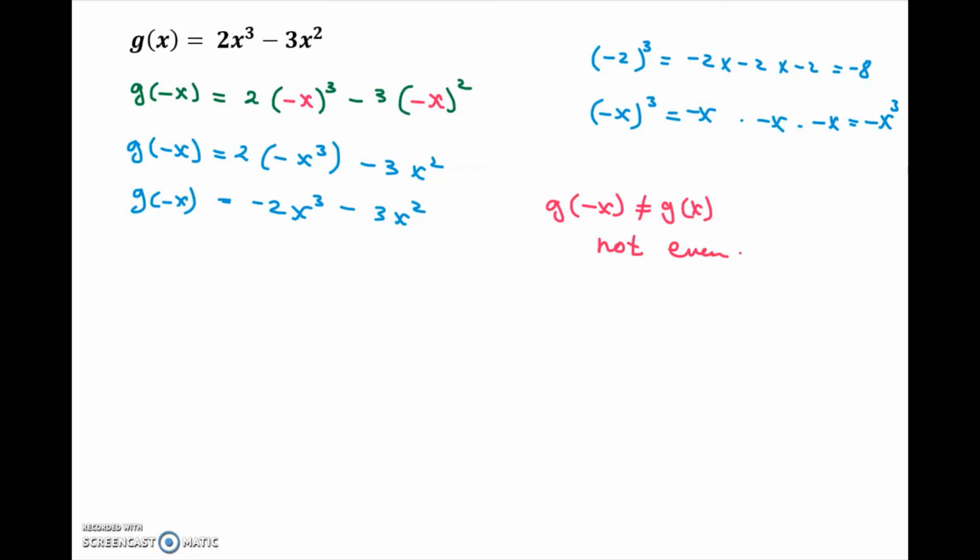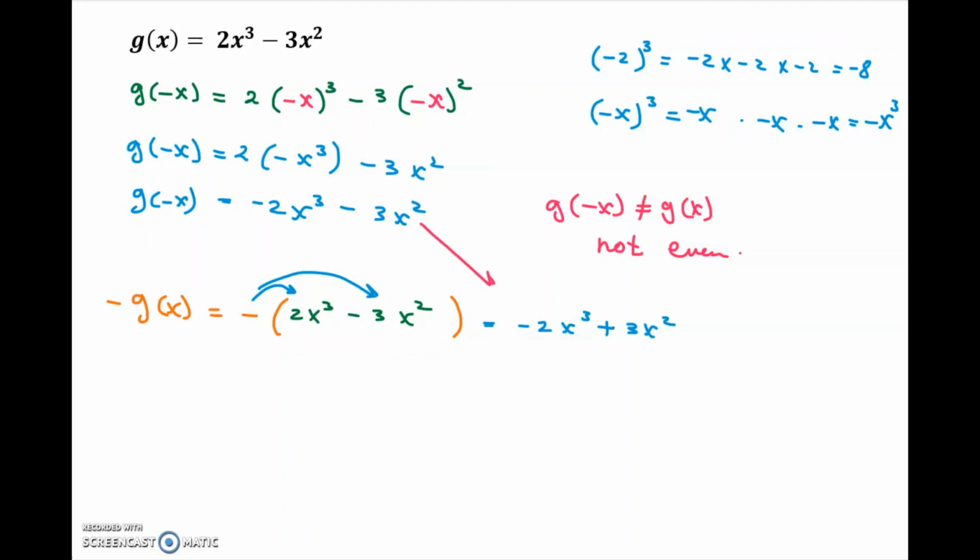Now we will try if it is odd. So we will take negative g(x) now, and that means you will multiply the whole function by negative, which is the original function, 2x cubed minus 3x squared. When you multiply by negative, you will put the negative inside, okay? That's going to be equal to negative 2x cubed plus 3x squared. Now you should compare g(negative x) and negative g(x), and again, they are not the same. So g(negative x) does not equal negative g(x). So the function is neither odd nor even.